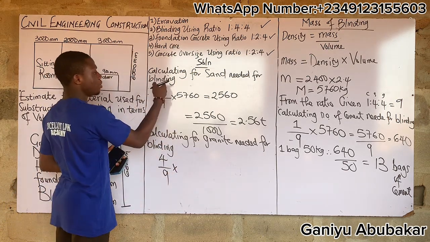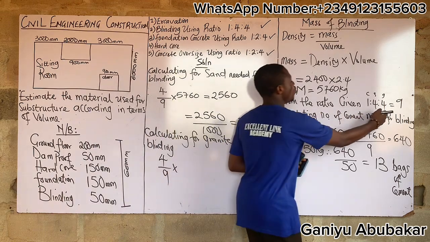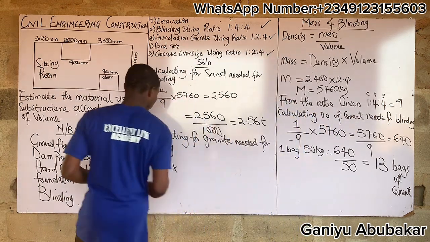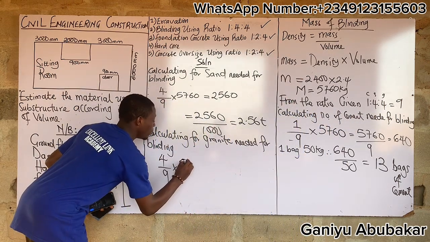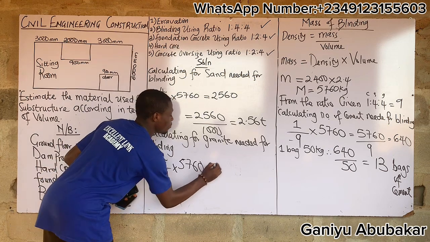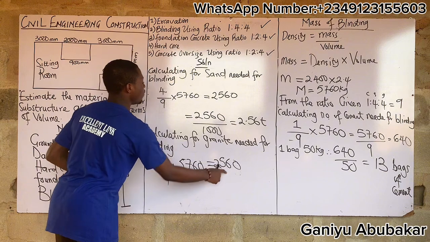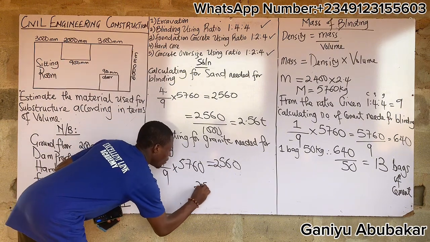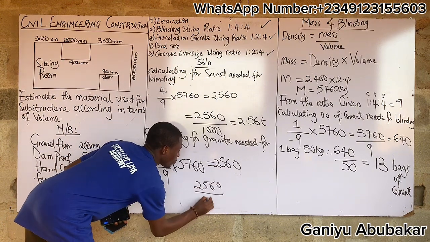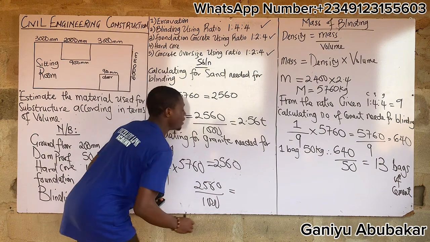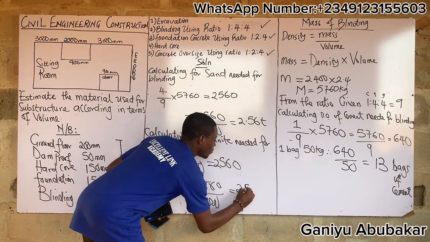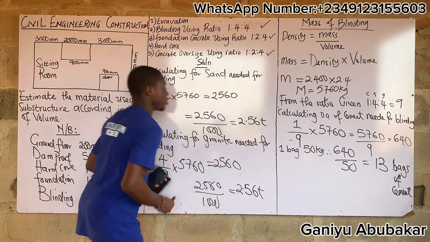The mass. So similarly, observe that they are 4, so they should be of the same value. So times 5760, which gives 2560. Basically, we said divide by 1000. So I have 2560 by 1000. So I need 2.56 tons of what? Granite.